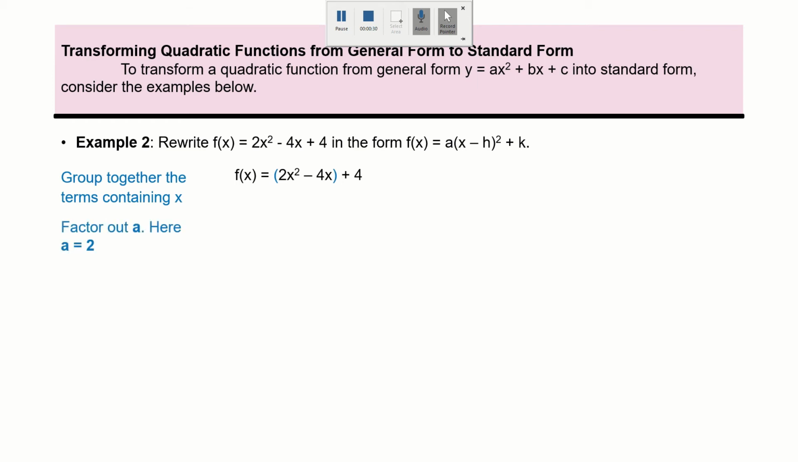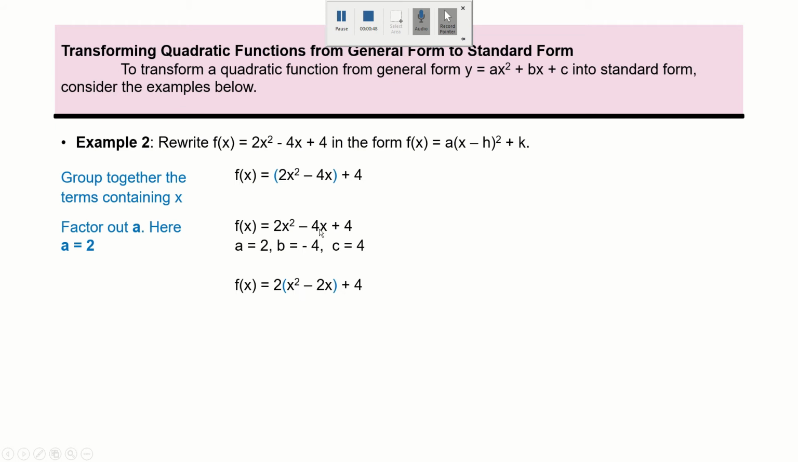Next, we're going to factor out a. Here a is equal to 2. From our example, the value of a is 2, b is negative 4, and c is positive 4. If we are going to factor out a, that means we're going to divide the first term by a, and we have x squared.